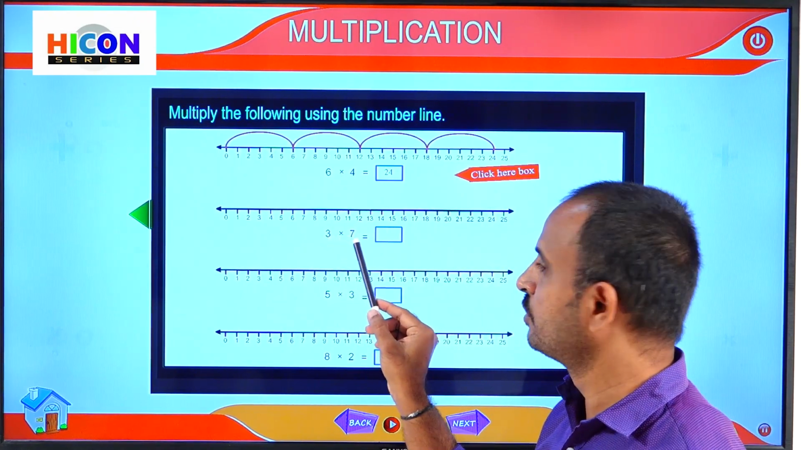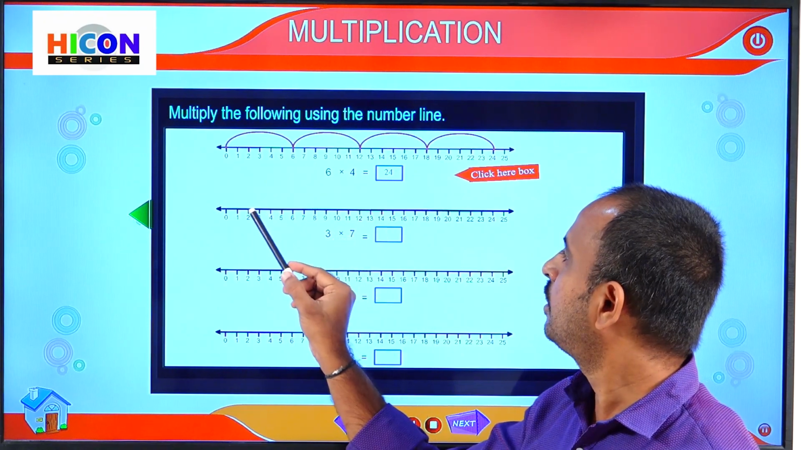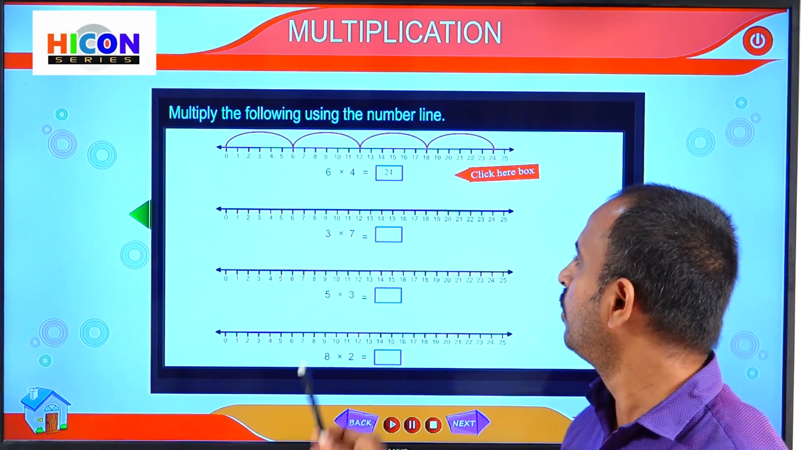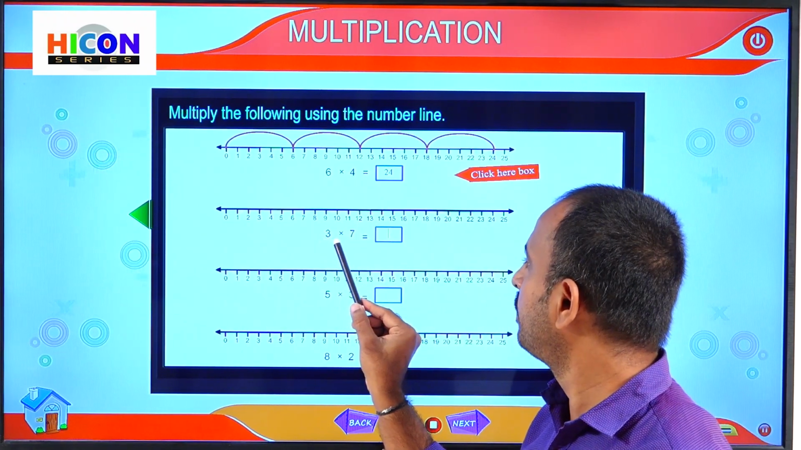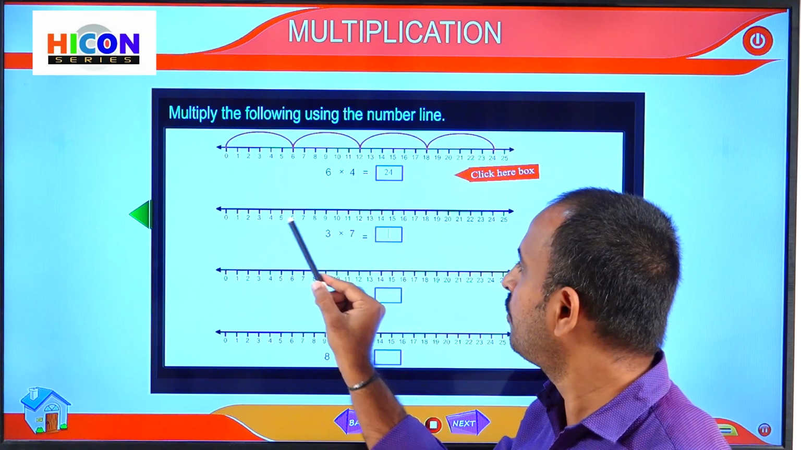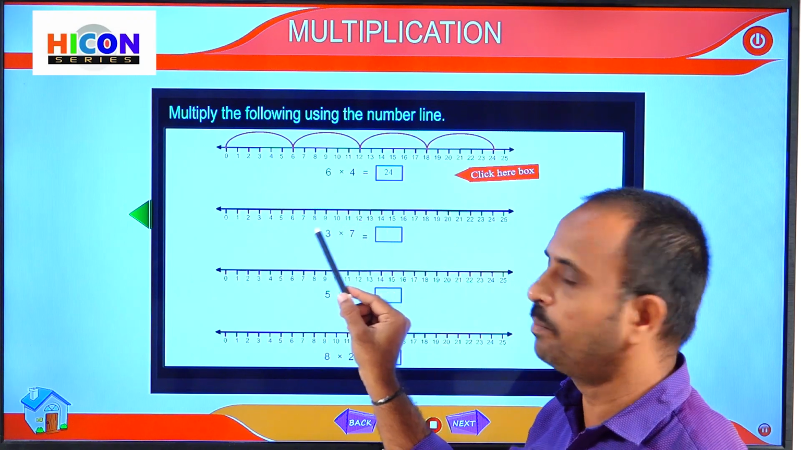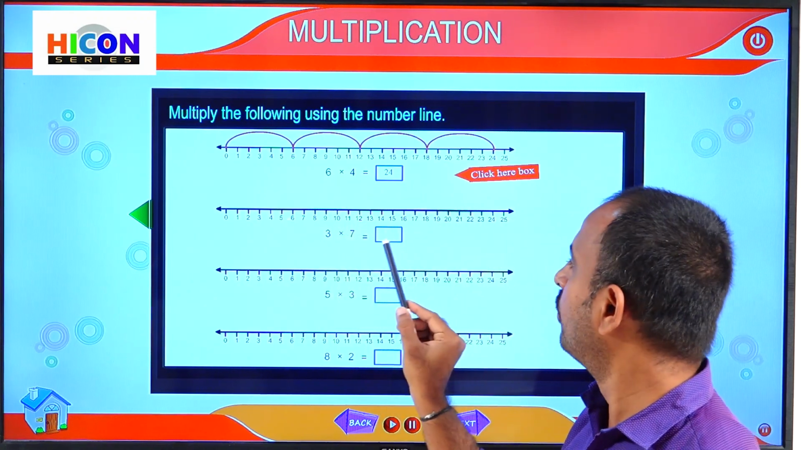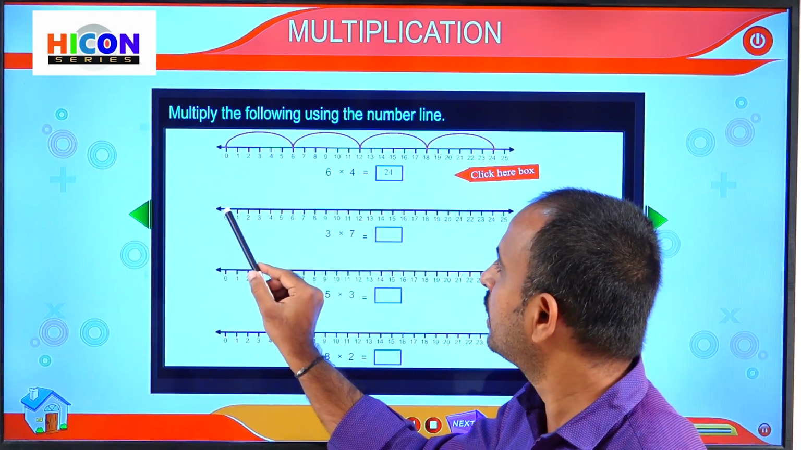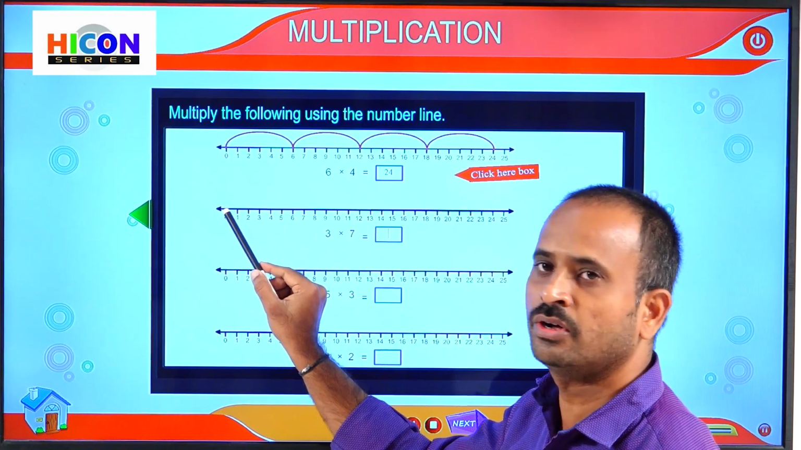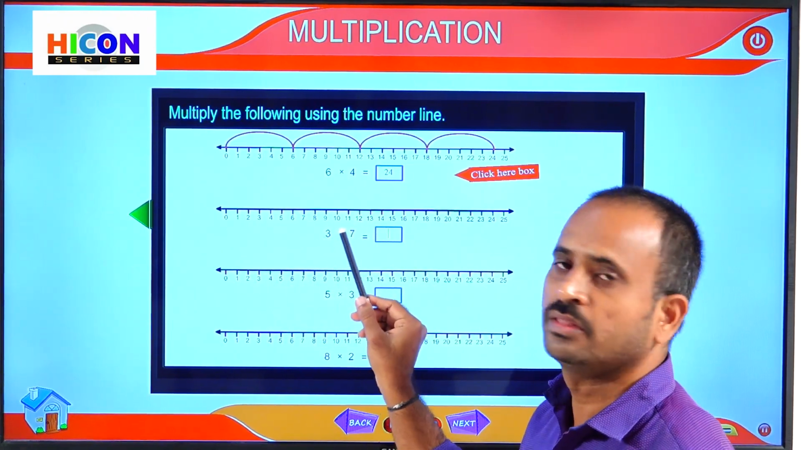That is 3 into 7. That is, we have to multiply these 2 numbers on the number line. So how do we multiply these 2 numbers on the number line? Here, the first number represents the number of numbers we have to cross, and the second number represents the number of steps we have to move. So how many steps do we have to move? We have to move 7 steps starting from 0. So start from 0, move 7 steps, and in each step you have to cross 3 numbers.